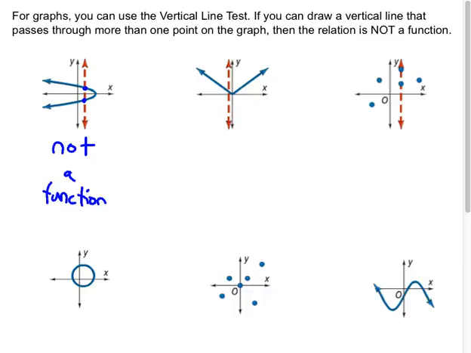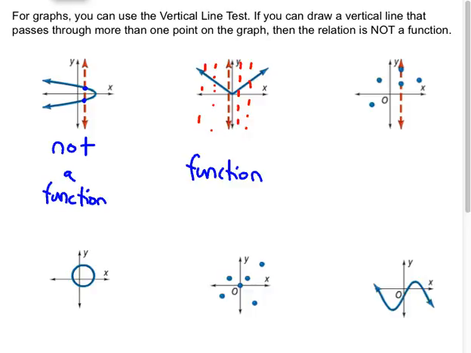The next one, it doesn't matter where you draw that line. Every time I draw a vertical line, do you see that it only ever touches once? There's no way to draw a vertical line where it touches more than once. So this actually passes. This is going to be a function.